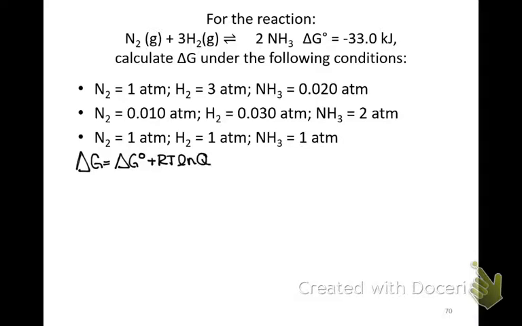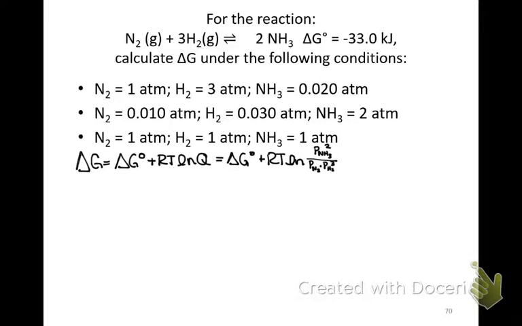And Q is going to follow the same pattern that it has the entire class. So Q is going to be the pressure of the products here, NH3, raised to the coefficient squared, divided by the pressure of the reactants: the pressure of N2 times the pressure of H2 cubed.